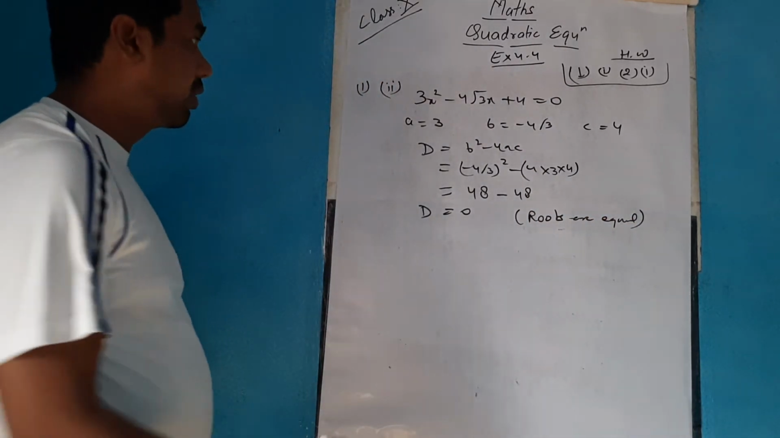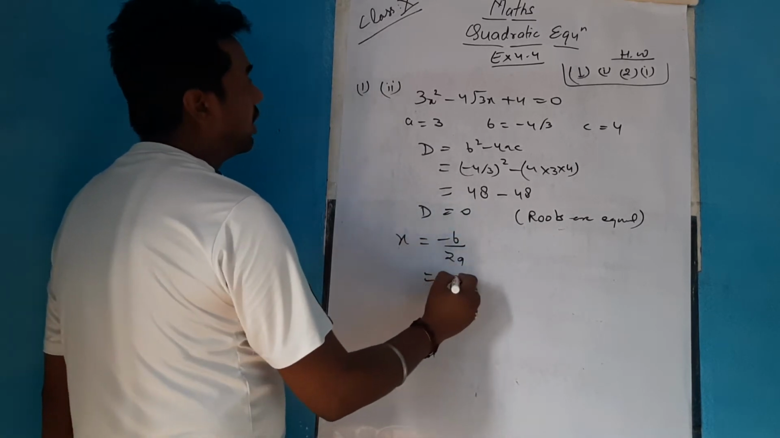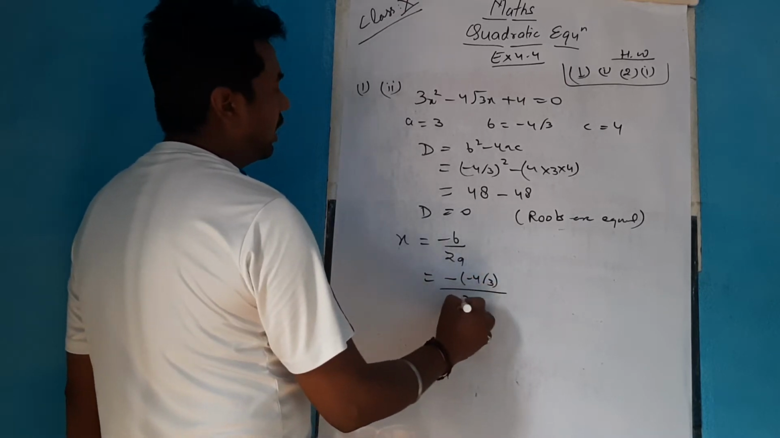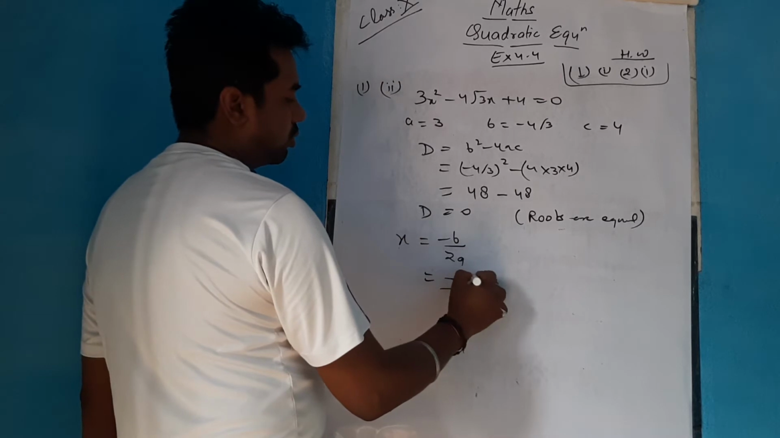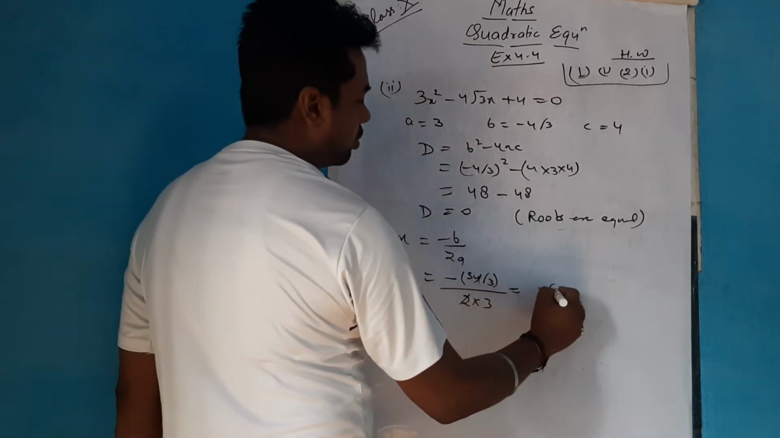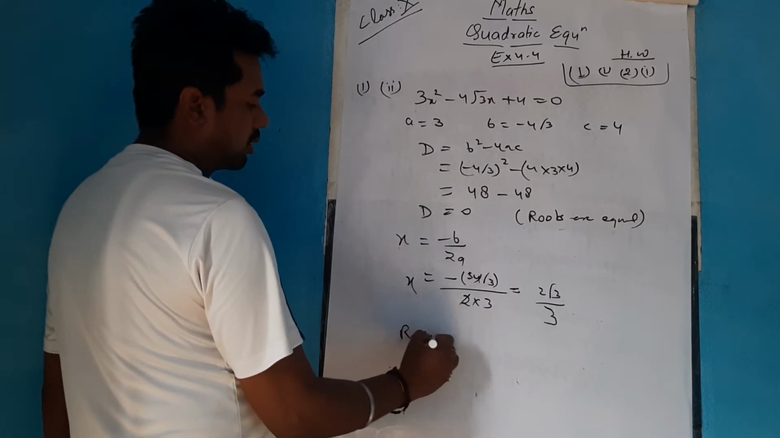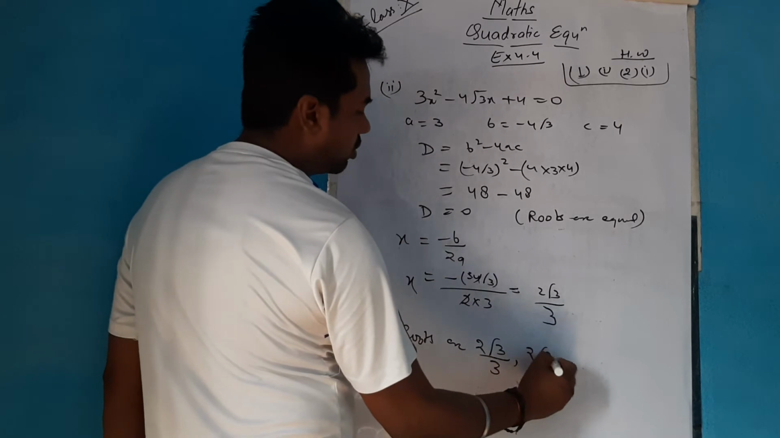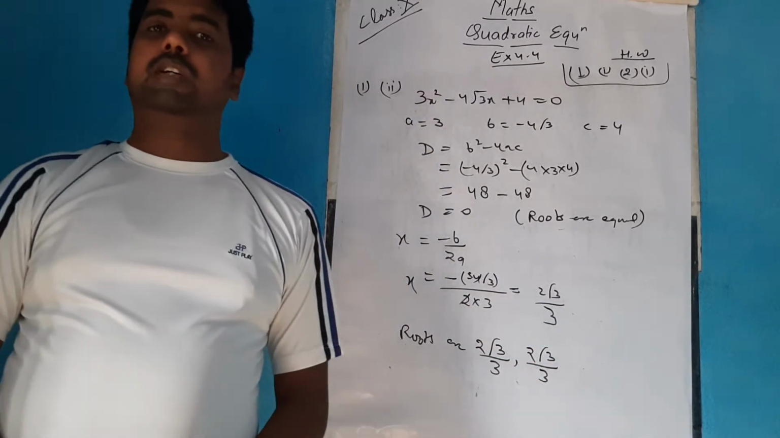And when the roots are equal, the value of x is taken as minus b by 2a, minus of minus 4 root 3 over 2 into 3. 2 cancels 4 two times, that becomes 2 root 3 by 3. So the roots are 2 root 3 by 3, 2 root 3 by 3. This way you will get your answer.